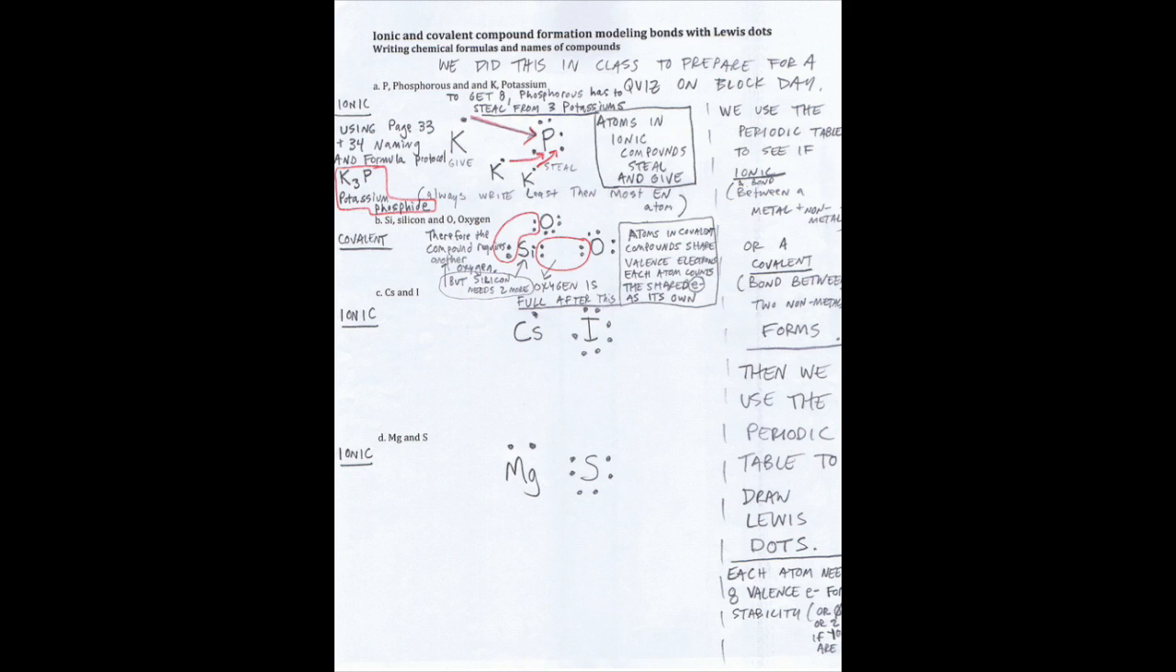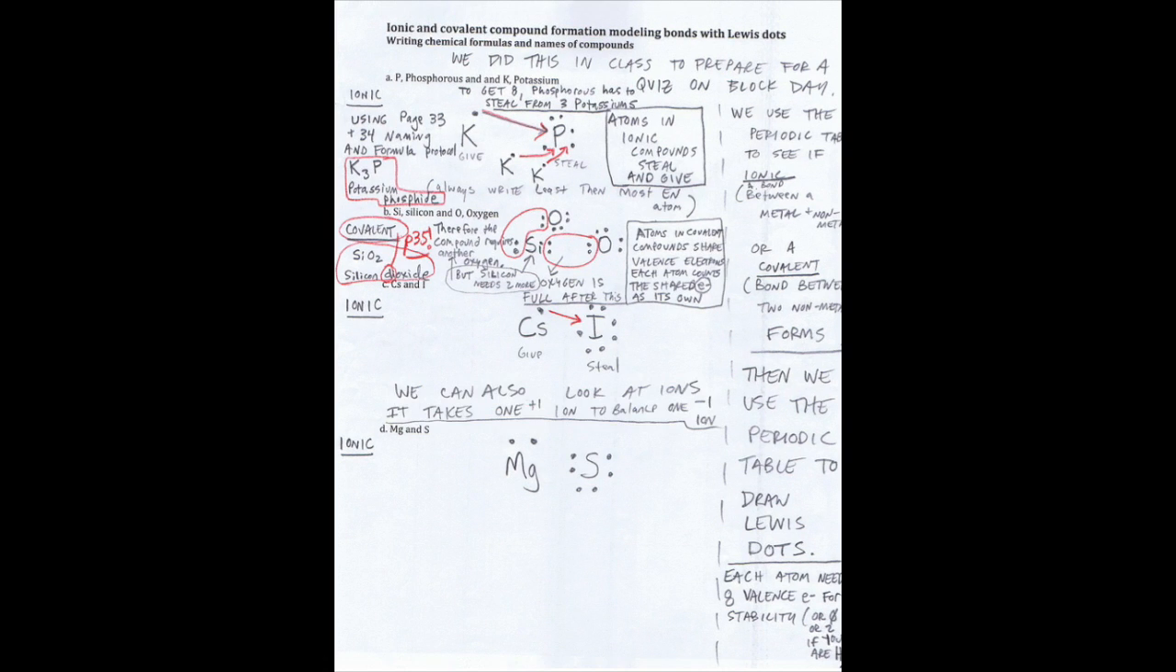Now let's look at a covalent compound. Atoms in a covalent compound share their valence electrons. Each atom counts the shared electrons as its own. So after this first share, oxygen is full, but silicon needs 2 more electrons. Therefore, the compound requires another oxygen.